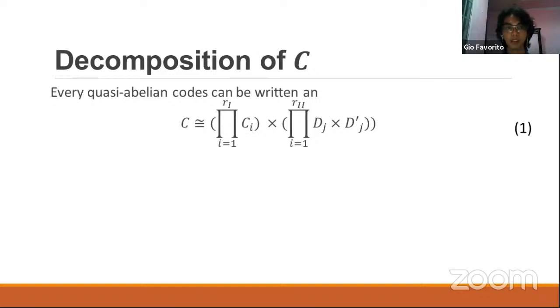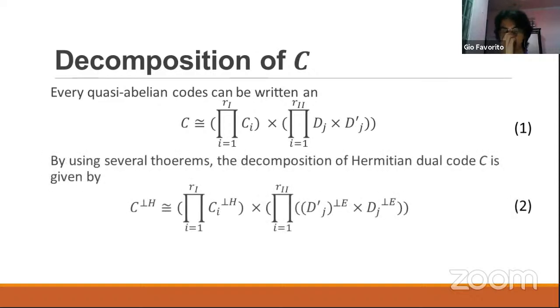So, every quasi-abelian code can be written as, bali yung code C is isomorphic to this, where yung R1 and R2, may equation kasi na T is equal to R1 plus 2R2. So, dapat mag-satisfy yun para yun yung lalabas na number. And yung D sub J, linear codes din siya over the Galois field Q natin.